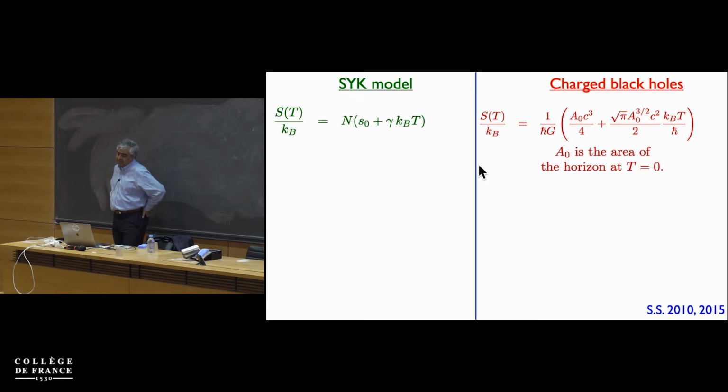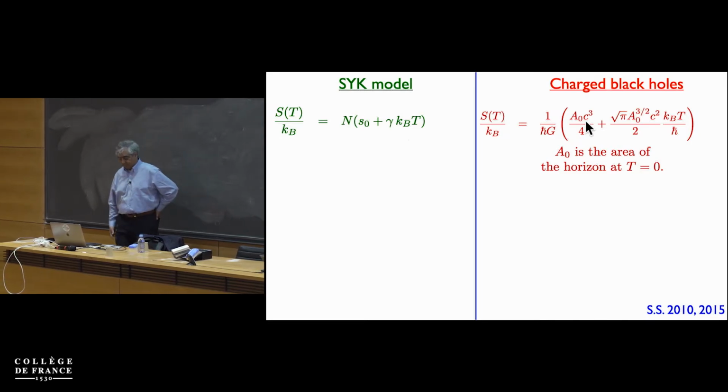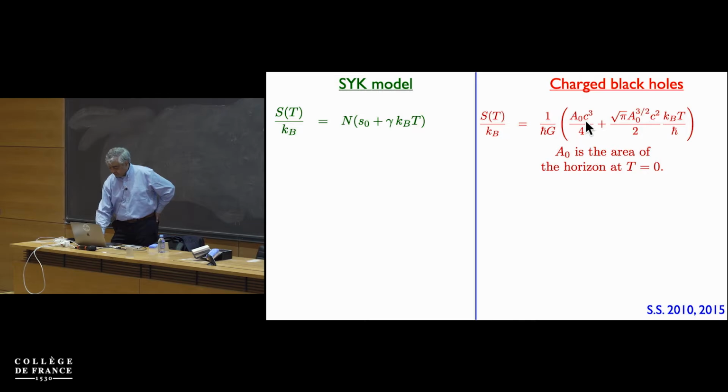Right. You could do that, although I think a better view is to just take N as the analog of 1 over G. And A naught is just a parameter that describes the black hole. It's the only parameter you need. It's somehow determined by the charge of the black hole. Okay. All right, so then you can try to do something else.